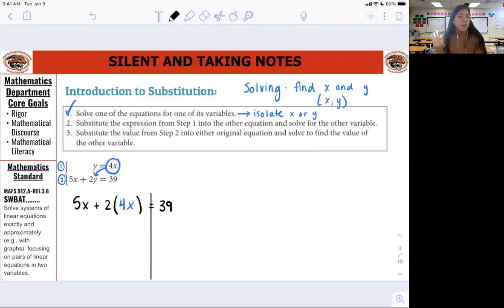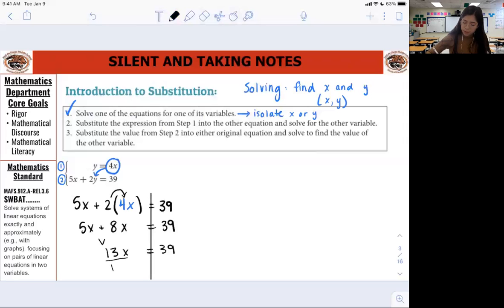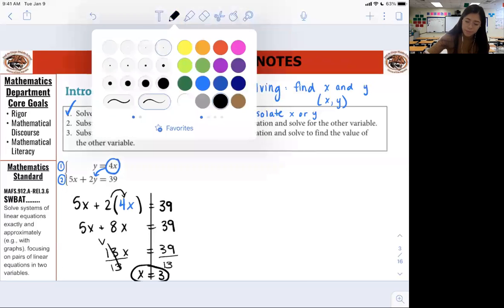So we're going to treat this just like a normal equation, like the first thing we ever learned in this class was solving equations. How do I solve this equation? What should I do first? Distribute. Distribute, good. So I start off, I distribute, I have 5x plus 8x equals 39. What can I do next? Combine like terms. What's 5 plus 8? 13. So 13x equals 39. And to get x all by itself, divide by 13. And what is 39 divided by 13? 3. It's 3. So take a look. Now we know we have half of the puzzle figured out. We know the value of x. Step 2 is complete.